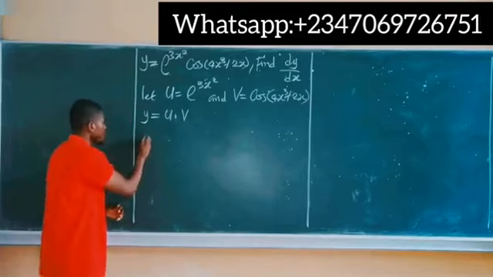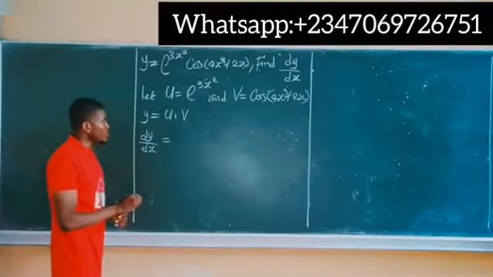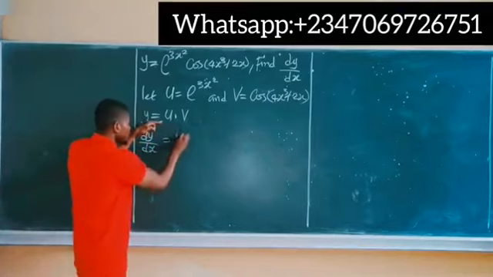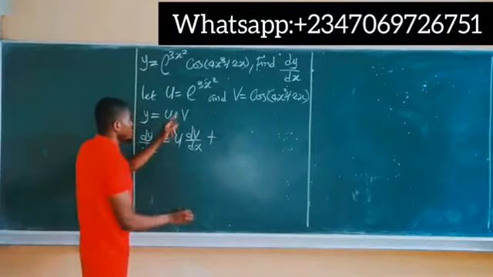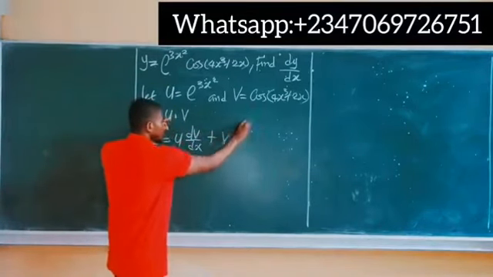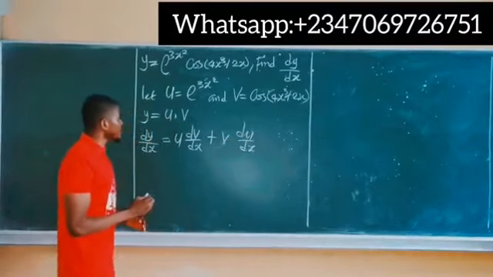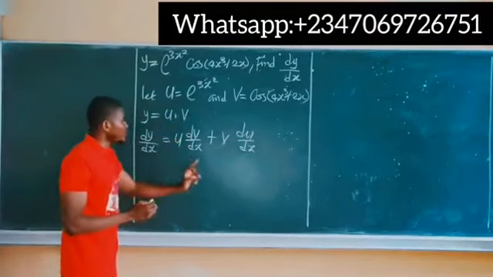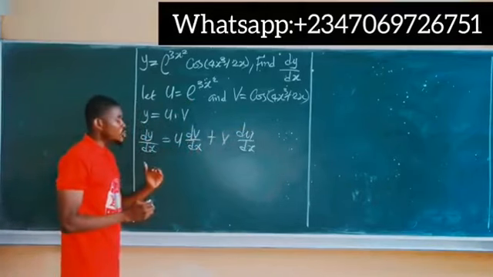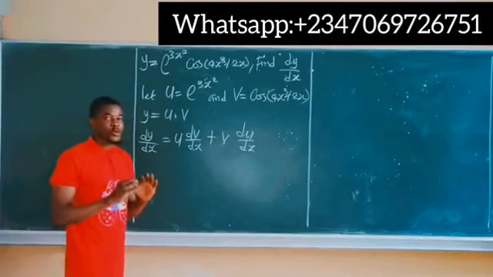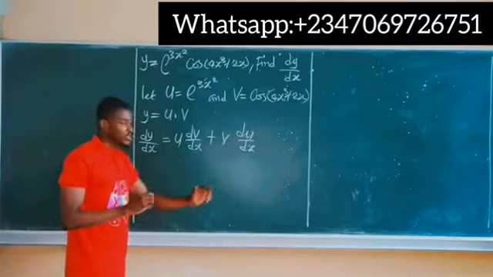So to find dy dx, I will simply apply the product rule formula, which says keep u constant, differentiate v with respect to x, plus keep v constant, differentiate u with respect to x. So you have this. Since I know u to be this and I know v to be this, it means I have to now find dv dx. I also have to find du dx. So that is all we need to do here now. Let's find dv dx and let's find du dx.